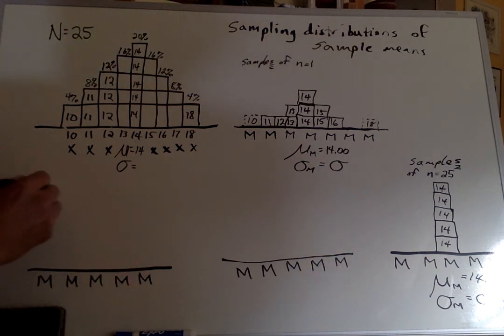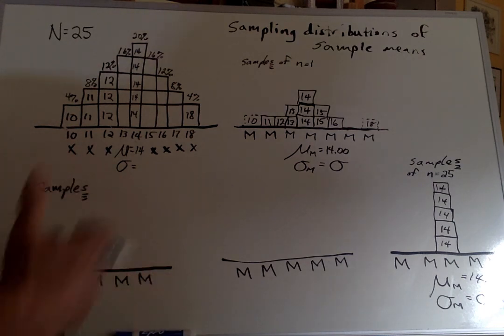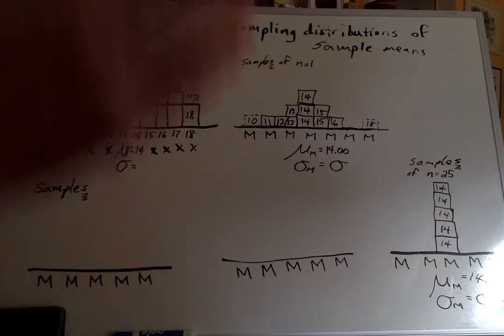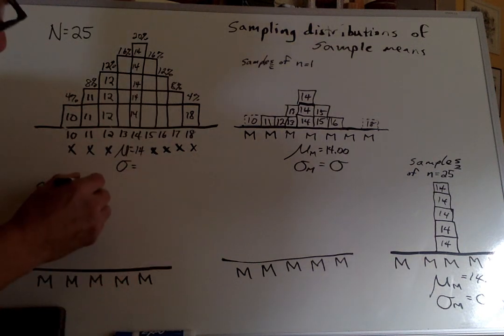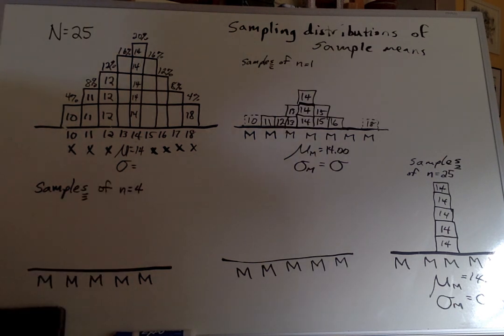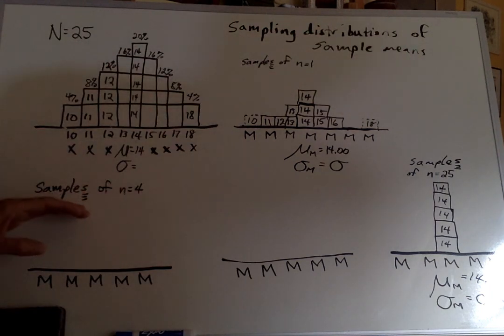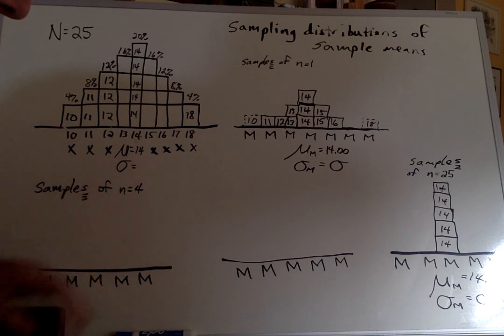Let's do samples. I'm underlining that. There's a reason I'm underlining that, because I want you to know that we're going to plot a whole bunch of samples, 1,000 or 10,000 or 50,000 or whatever it is. Okay, samples, and the size will be samples of n equal 4. Okay, so what does that mean? This is a sampling distribution of sample means where samples are n equal 4 in this case.